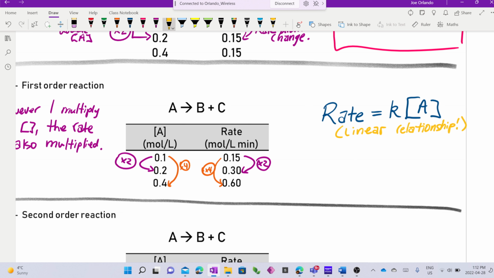And the nice thing is, say we wanted to solve for k, what could we do? We could just take any place on the table of values and we could substitute them in. We could take this run, and here we could say what? What is the rate in the one I've highlighted yellow? 0.15 molar per minute equals k times, and what do we have over here? 0.1, and what's the unit on that?